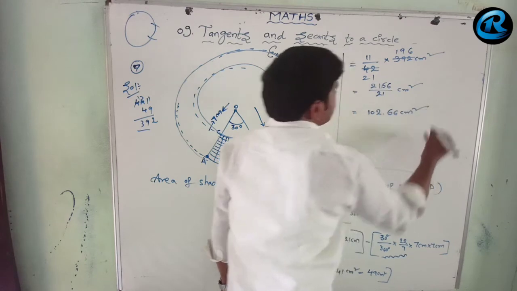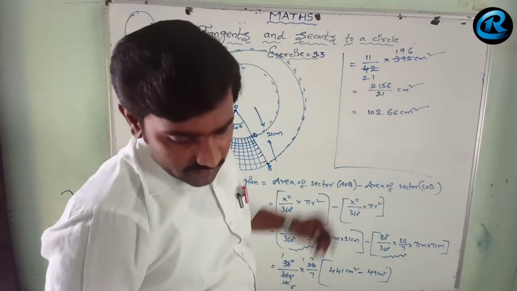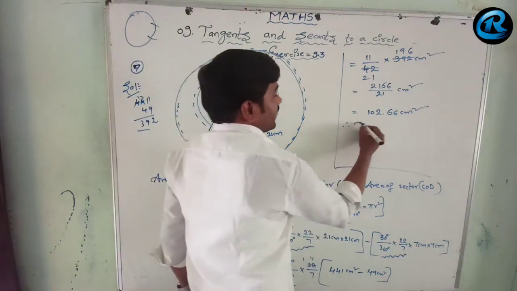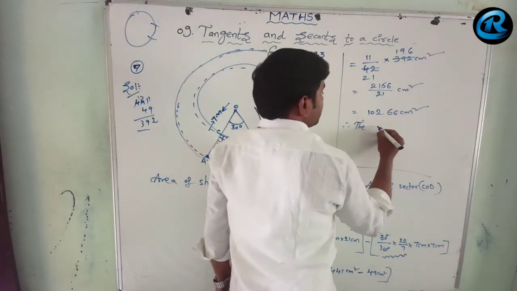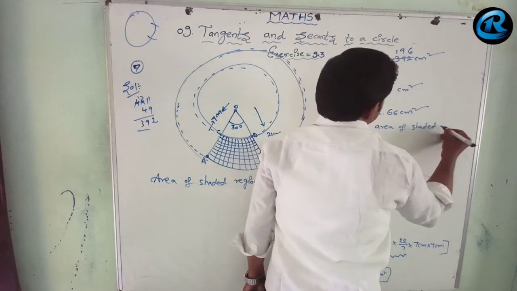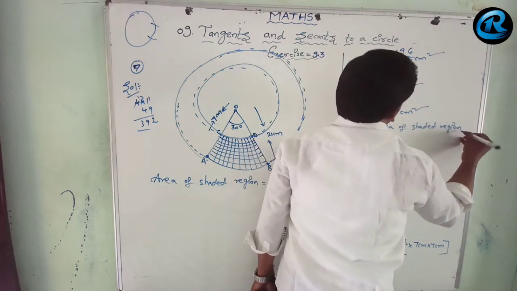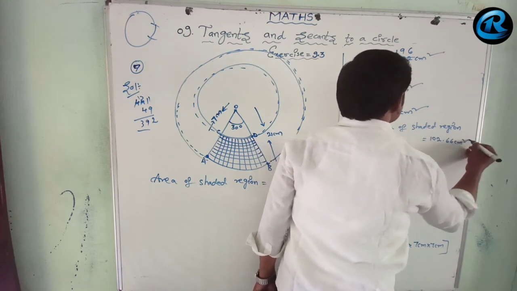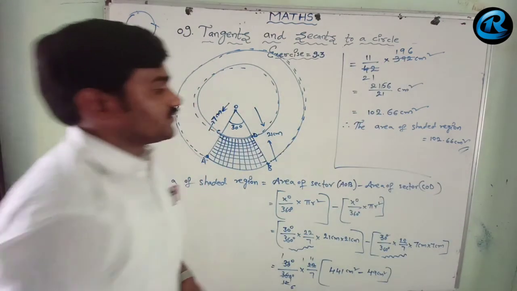102.66 centimeter square. Divide these two and you get the same 102.66 centimeter square. This is the area of the shaded region. The area of the shaded region is equal to 102.66 centimeter square.